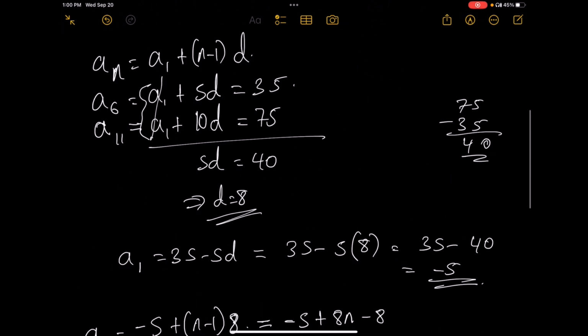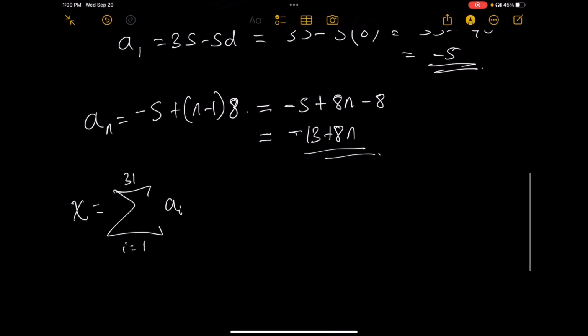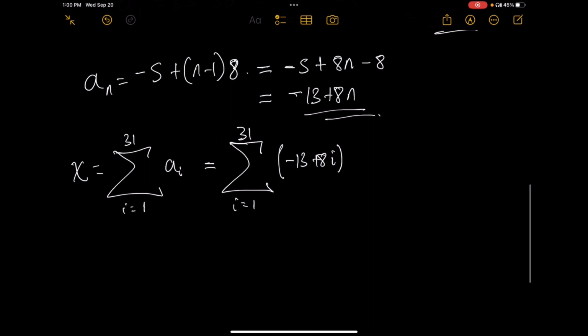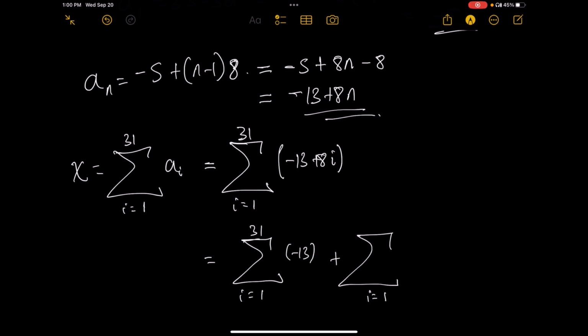The sum of the first 31 terms of a_i is equal to the sum of i running from 1 up to 31 of a_i. What is a_i? It is negative 13 plus 8i. So this is equal to the sum for i running from 1 up to 31 of negative 13, plus the sum for i running from 1 to 31 of 8i.